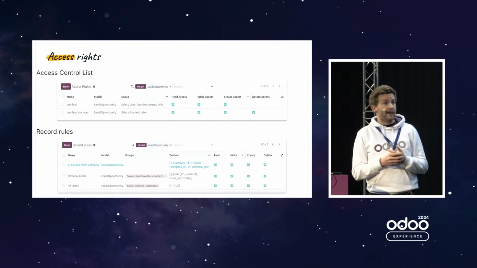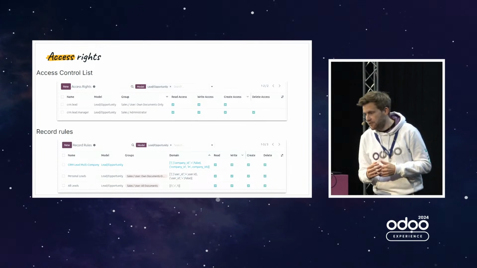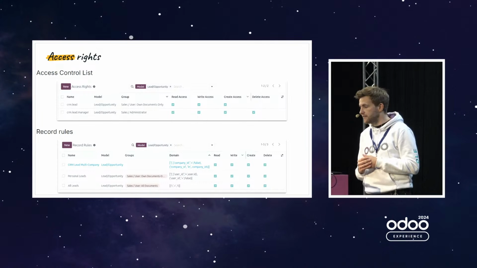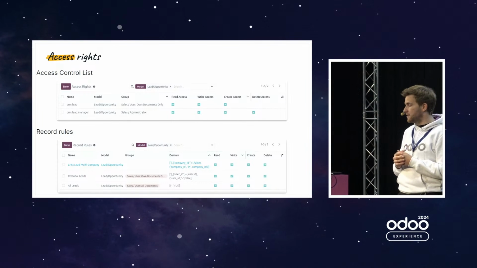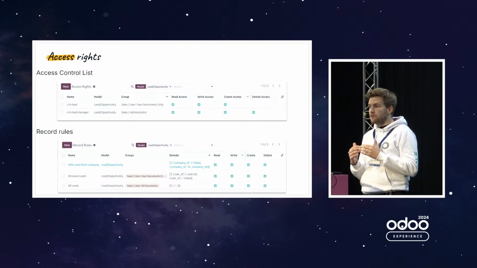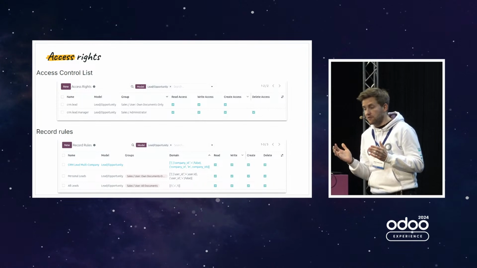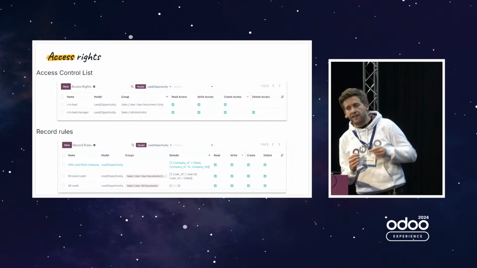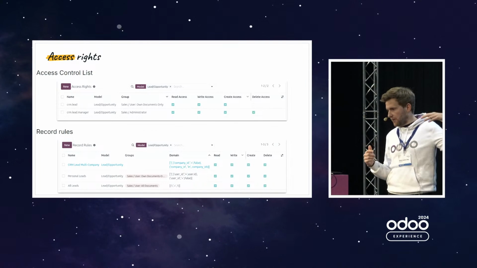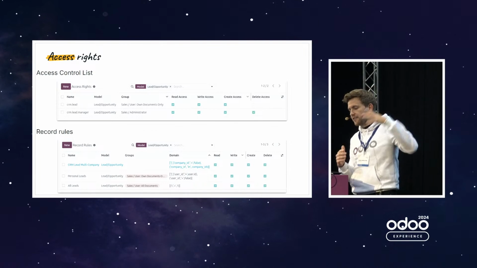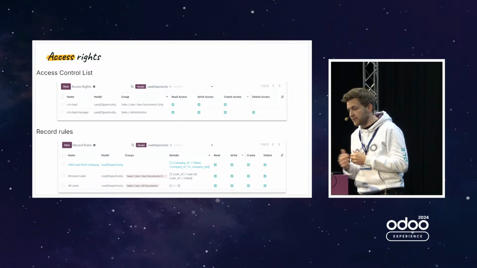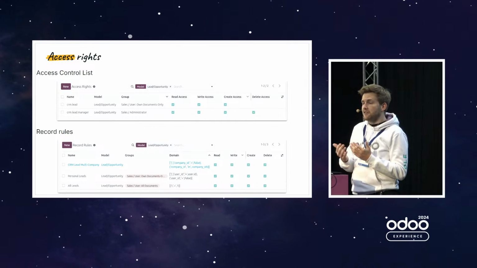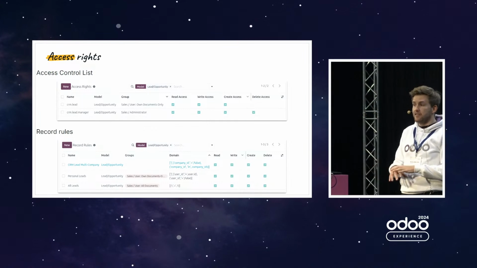Those access rights work with two concepts. There is the ACL, the access control list, which is the first layer of access in Odoo. It gives access to the whole model, the whole table. In this example, a salesman, with the ACLs only, has access to read, write, and create on the whole table of leads. The administrator can, in addition, delete. But this is not enough. You don't want to give a salesman access to all the leads.